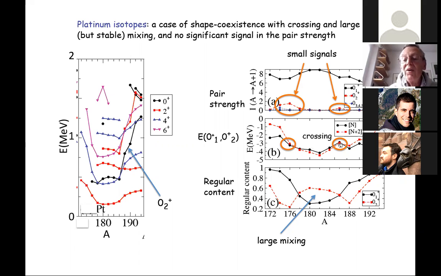There is also crossing between the ground state and the excited state, but both states are strongly mixed, in such a way that at the end, if I look at the pair strength, I get only a small signal in correspondence with the two crossing points, but not such a strong effect as we have seen in the other case.